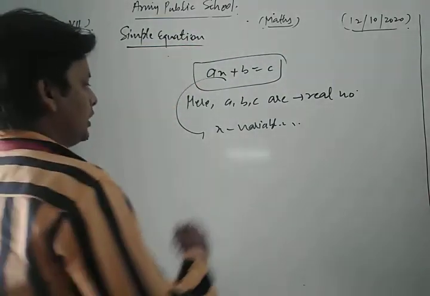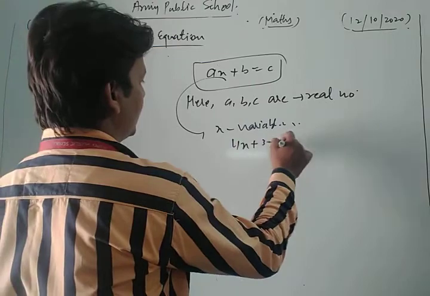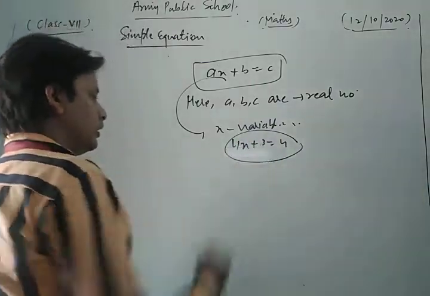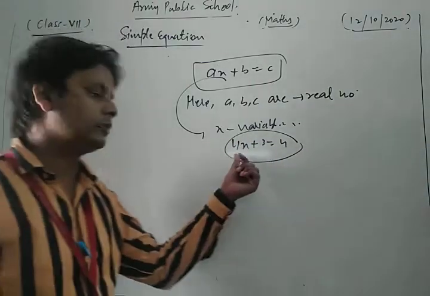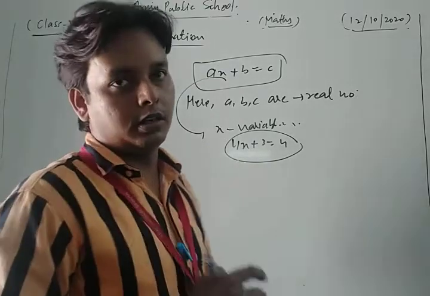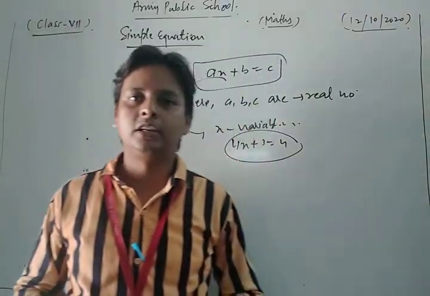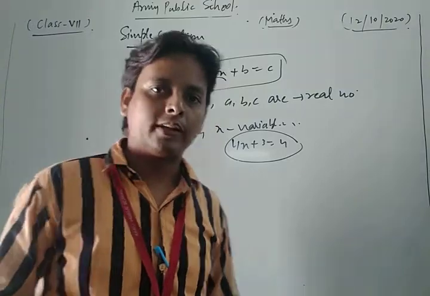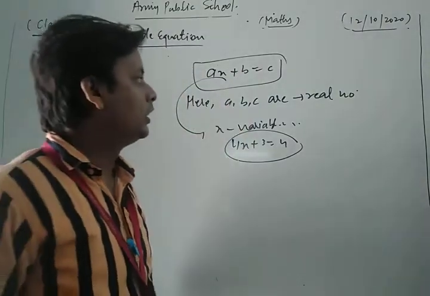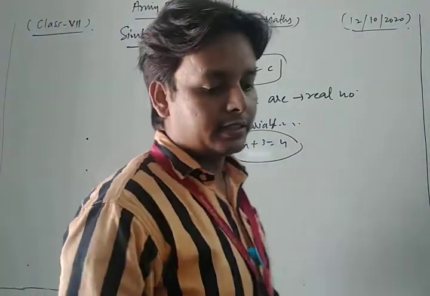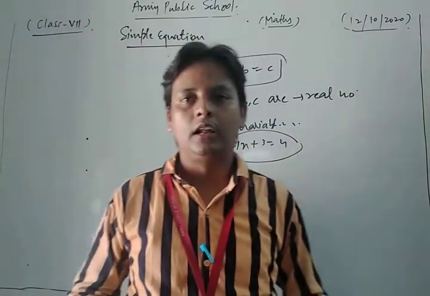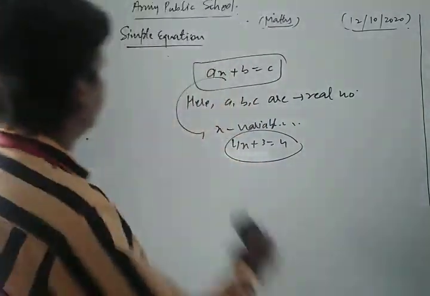Suppose we write 4x plus 3 is equal to 5, this is a form of an equation in variable x. So an equation is the algebraic relation between constants and variables having an equality sign. Now we discuss the solution of a linear equation.